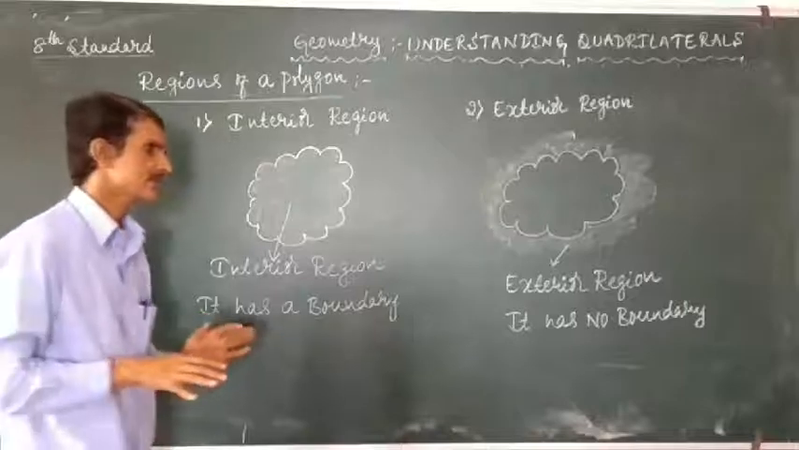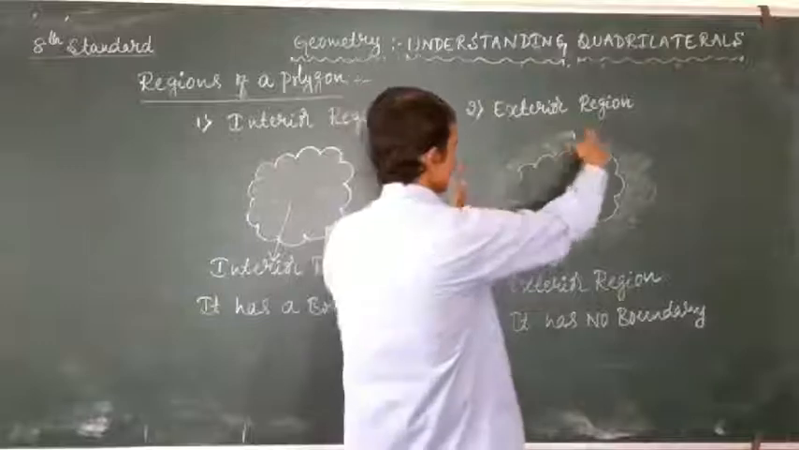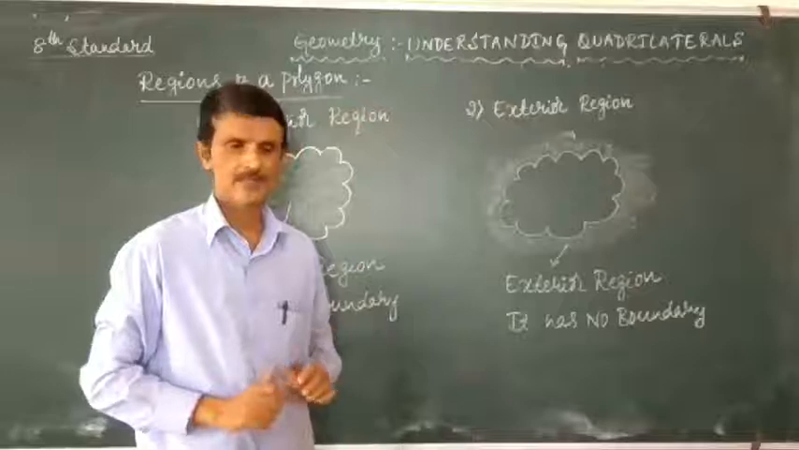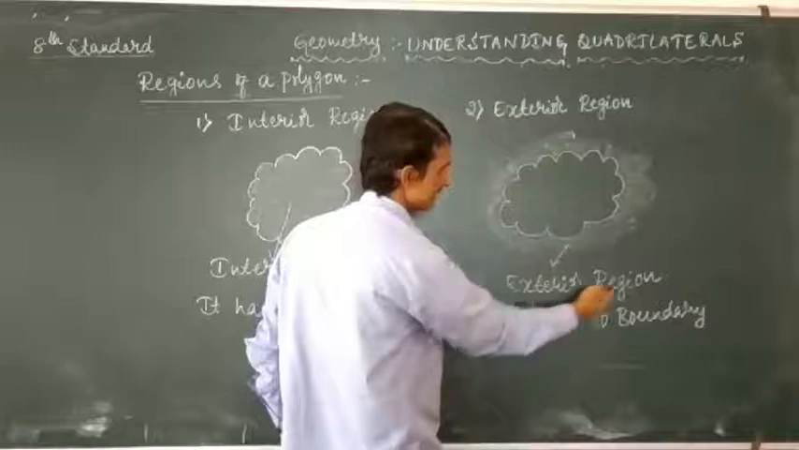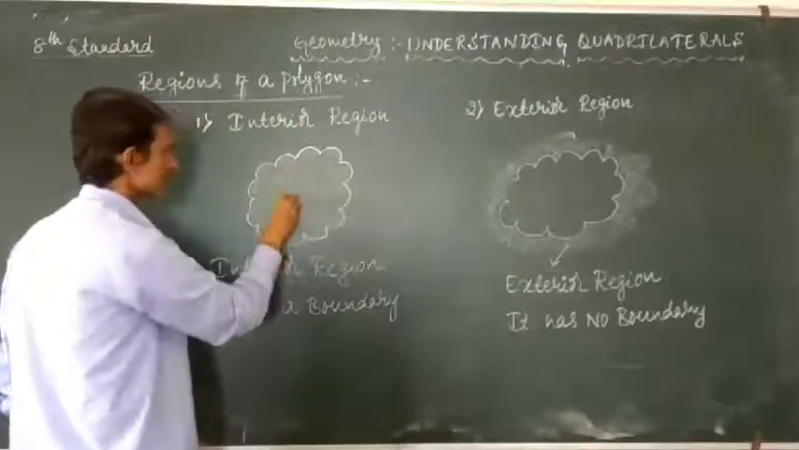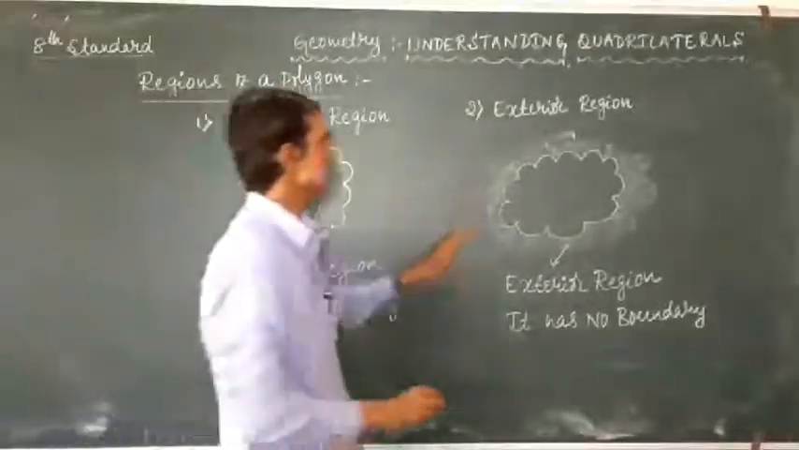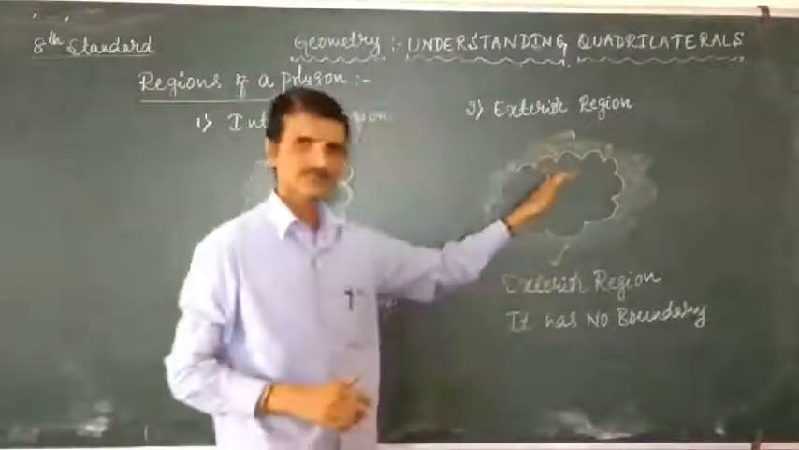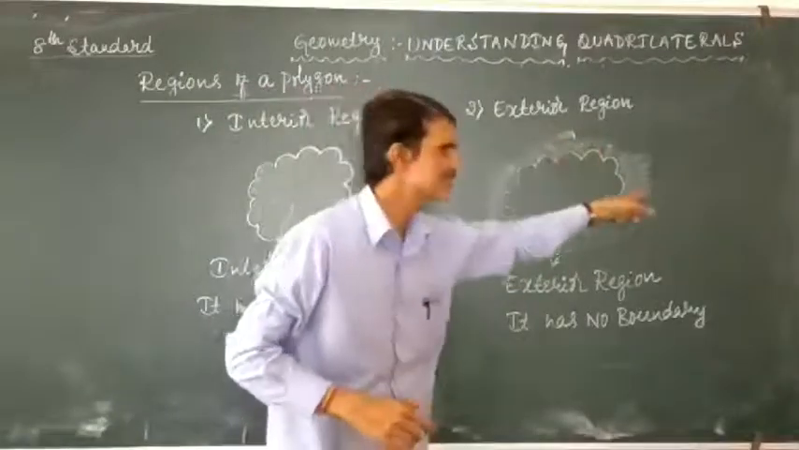So coming to the exterior region, the outside region of the polygon is called the exterior region. So the interior bounded part of the polygon is called the interior region, and the outer part of the polygon is called the exterior region. This is an exterior region.